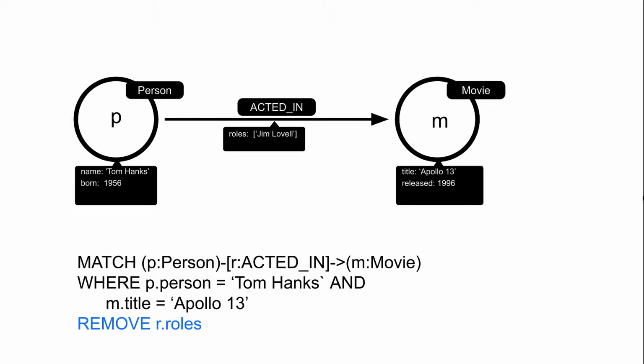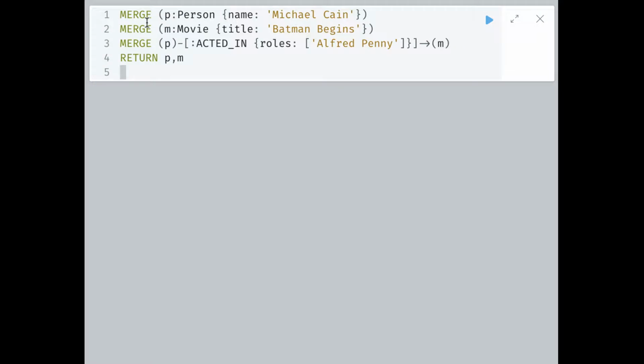to remove a property from a node or a relationship. In this example, we remove the roles property from the ACTED_IN relationship between the Tom Hanks node and the Apollo 13 node. Here is the result. Let's take a look at creating, updating, and removing properties in action.